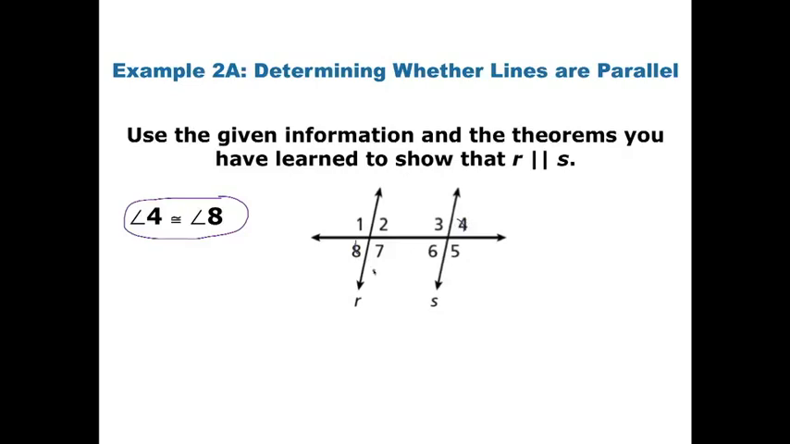So we're going to try to show that they are congruent, and if they are congruent, then what we have is parallel lines. Well, we were lucky enough to be given that 4 and 8 are congruent. So our given was that those two angles are congruent. Those two angles are alternate exterior angles, and if alternate exterior angles are congruent, the lines are parallel. So R and S are parallel by the alternate exterior angles converse.